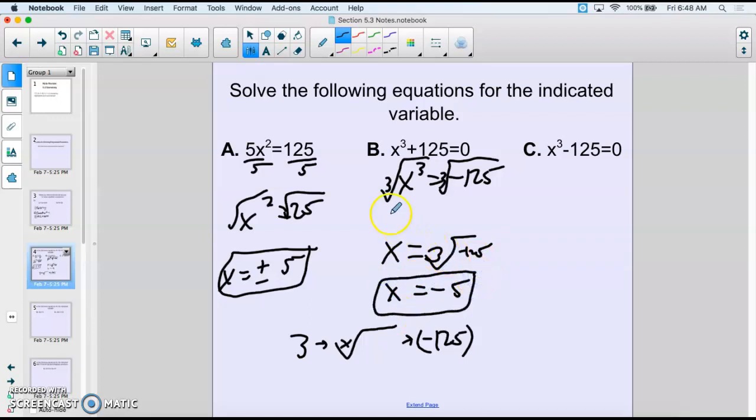Now, we don't have a plus or minus here because since it's cubed, there's only one option. There's actually only negative 5. Positive 5 doesn't work in this case. With this one, now we add 125 to both sides. We're left with x cubed equals 125. And how do you undo that? You cube root it. And the cube root of 125 is 5.